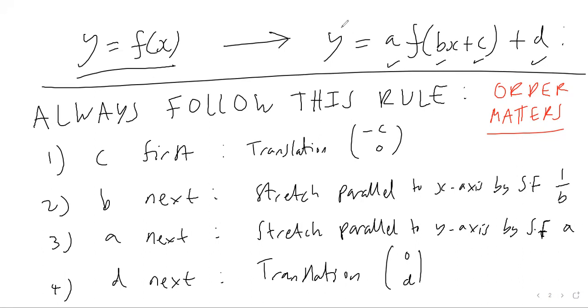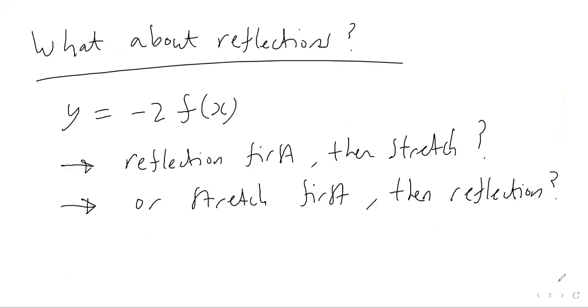So if d was positive, it would go upwards. If d was negative, it would shift downwards, basically. So shift up or down. So that's the order. And we always do this order: C, B, A, then D. That's how we do the transformation.